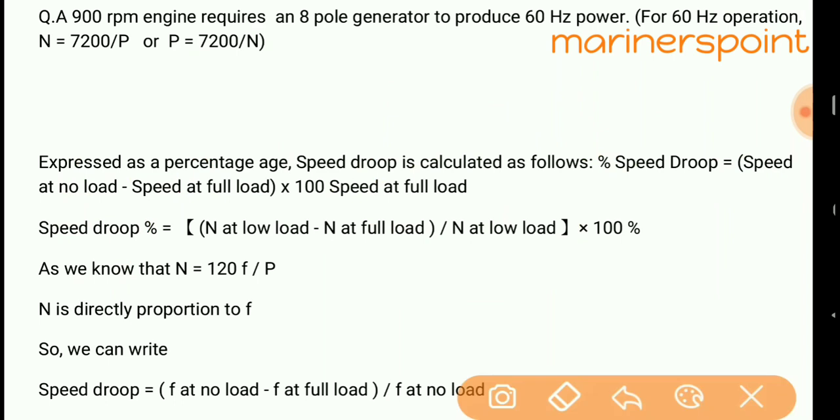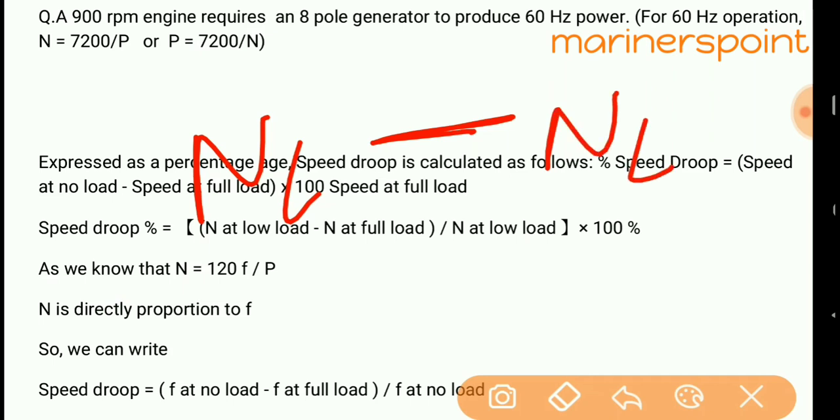then remember that speed at no load will be higher. If there is no load, then speed will be more. If you increase the load, then speed will decrease. And speed droop has no negative sign. The sign of speed droop is always positive. So here always speed at no load minus speed at full load.